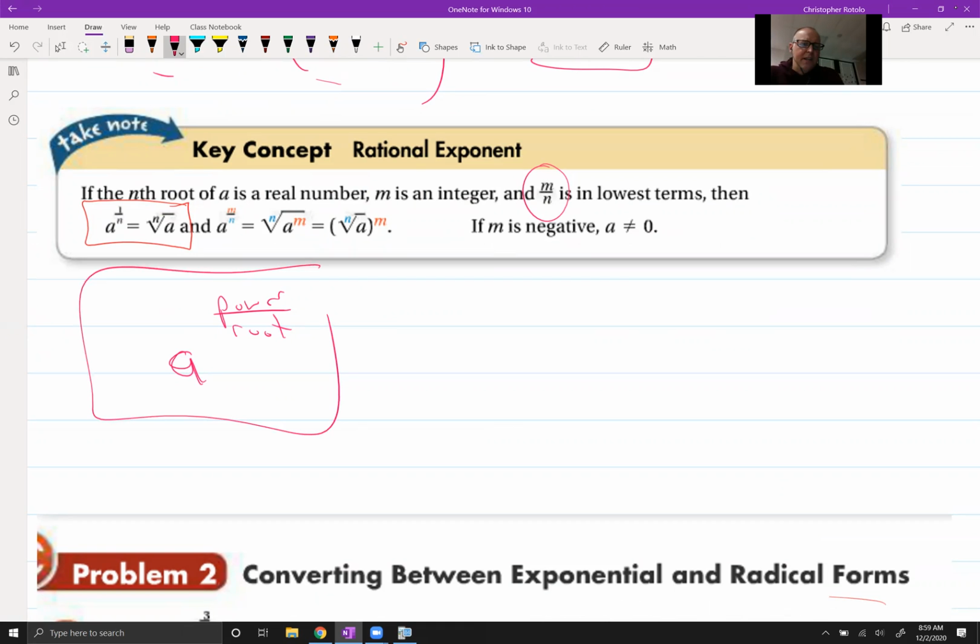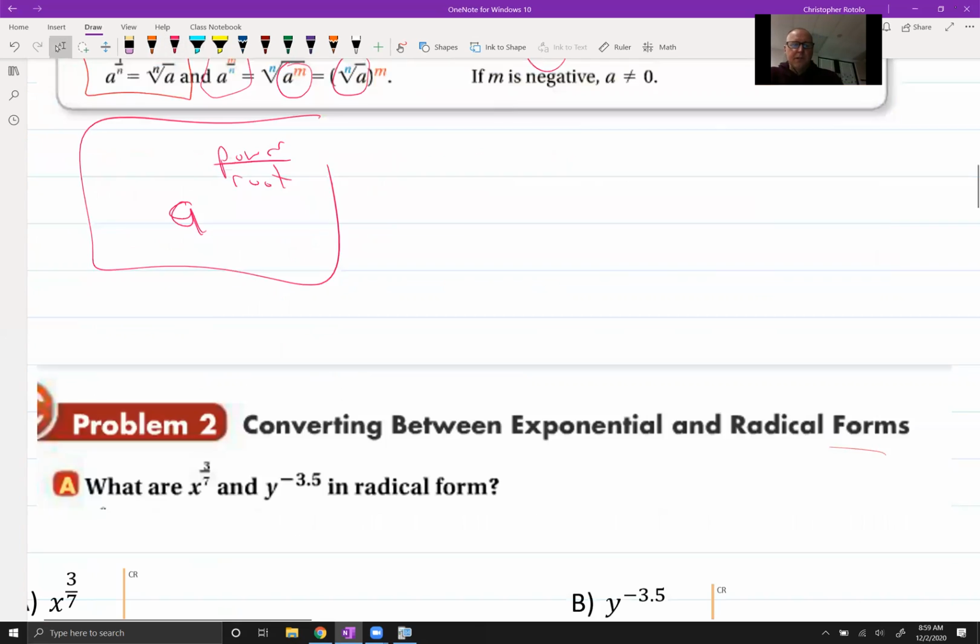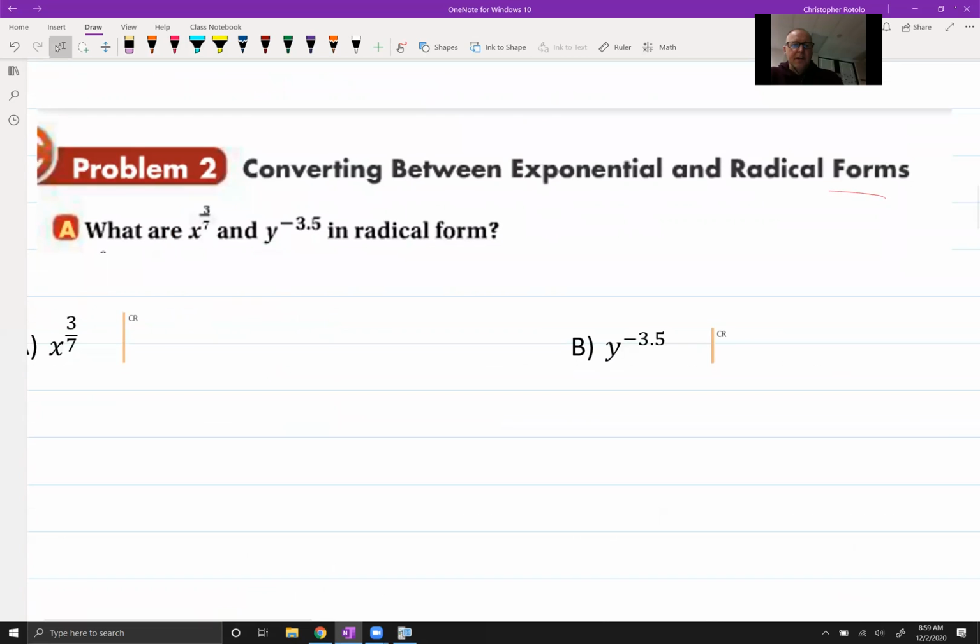But what we're saying is if you have this as a fraction, I can use the power first, or I can use the root first. So based on the number and the power and root, then we want to think about what's the best way to do that. Okay, so first thing we're going to do is just convert them.